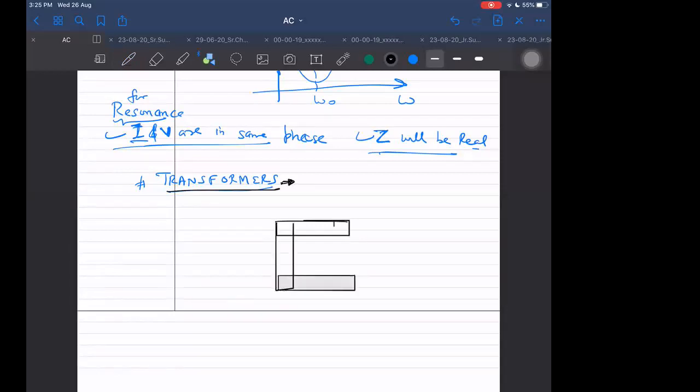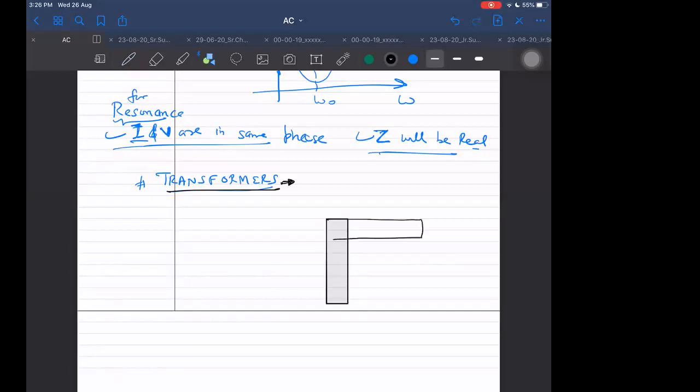Let me draw in a different way. This is a transformer, in which the core of the transformer is the thing around which we will wind a coil. There will be a coil around it.